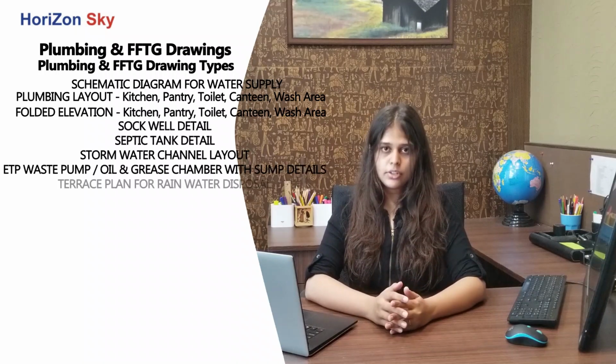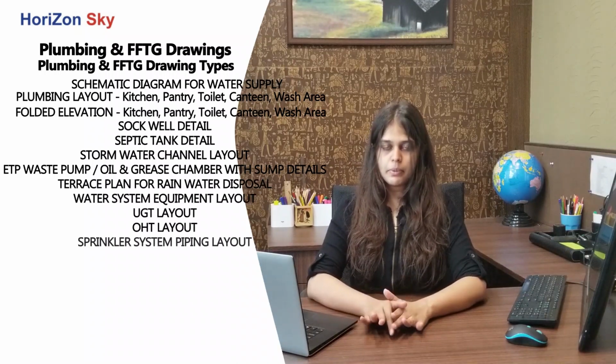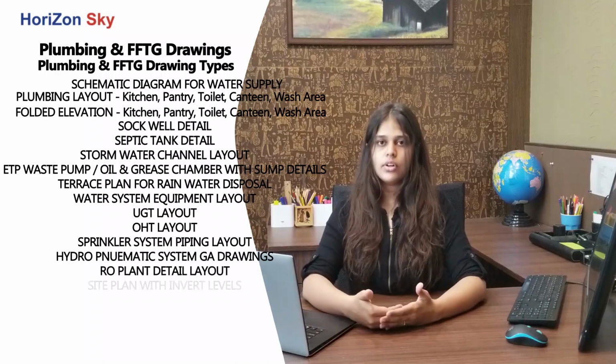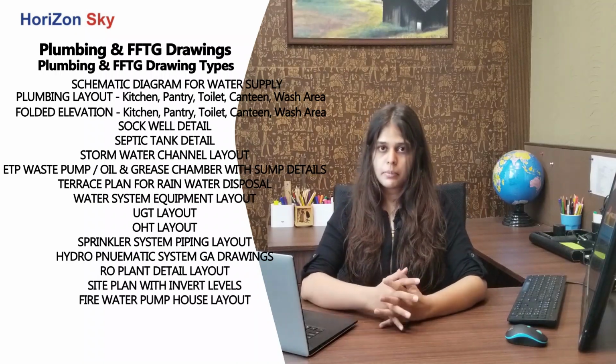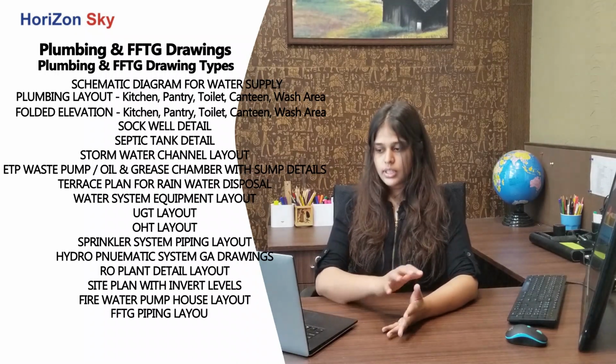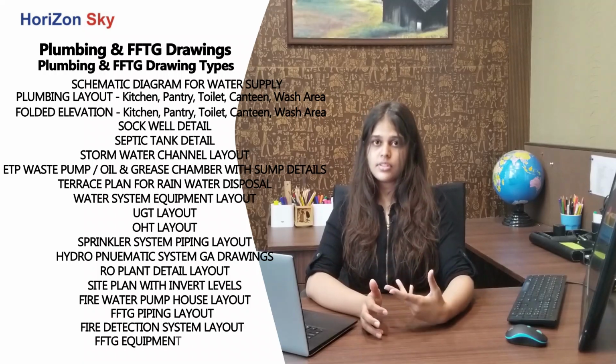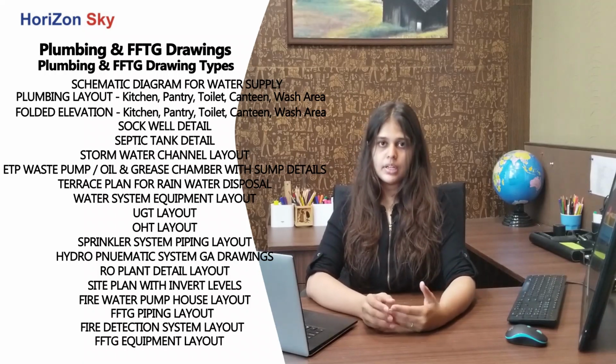The overhead tank details and the underground tank details are also prepared. Also the soak well details and the septic tank details are prepared in the drawings. The terrace plan for rainwater disposal is prepared, and also the storm water channel layout is prepared in this type of drawings. The firefighting drawings include the layout of FFTG piping, and also the fire detection system drawings are prepared. Next category is utility piping drawings.